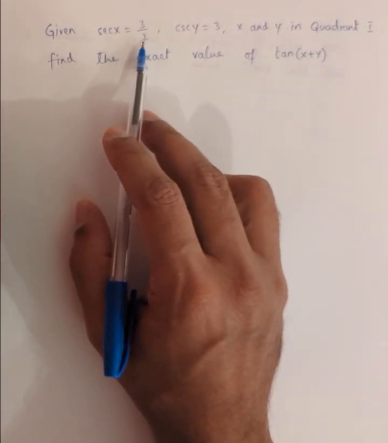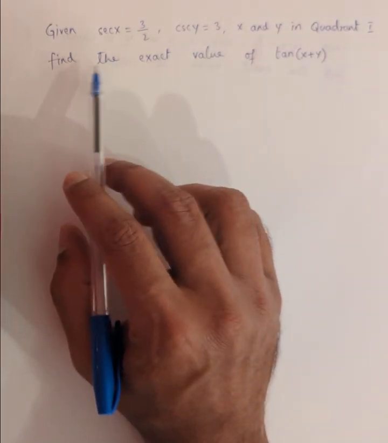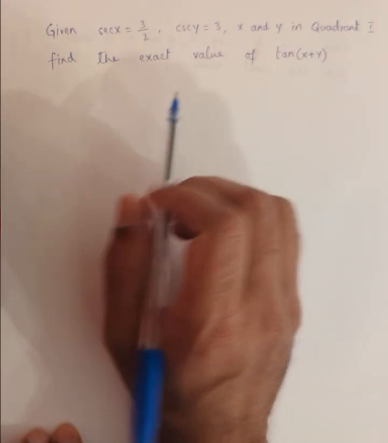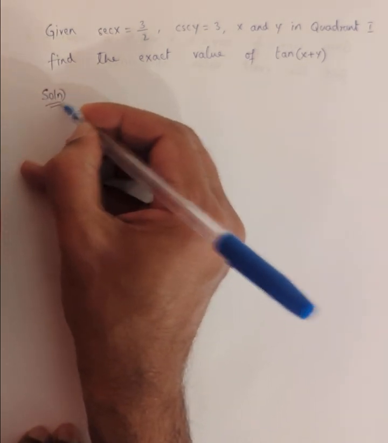Given secant x equals 3 over 2, cosecant y equals 3, x and y in quadrant 1, find the exact value of tan of x plus y. So let's start with the information given to us.